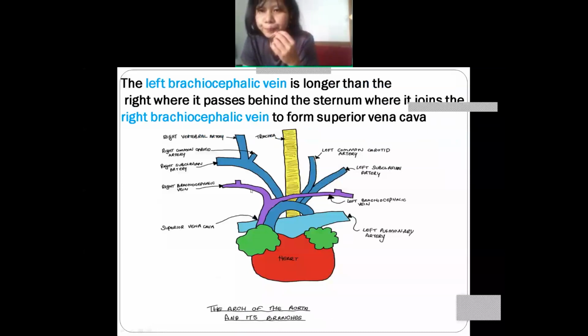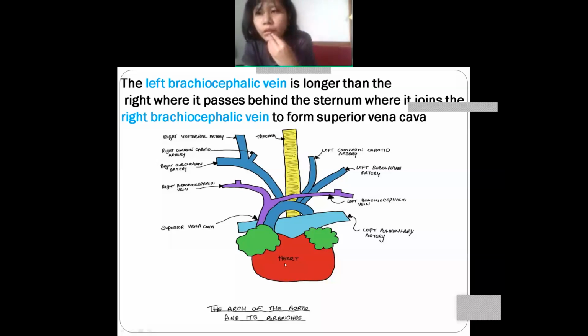Next is the left brachiocephalic vein, which is longer than the right. These two veins pass behind the sternum. You know the sternum, your rib cage. You remember the rib cage, and the rib cage is joined with the help of one bone, which is known as the sternum. These two veins are situated just at the back side of the sternum, and the left is joined by the right brachiocephalic vein. These two veins, the right brachiocephalic vein and the left brachiocephalic vein, form the superior vena cava, which is this. Understand? And this is the heart.